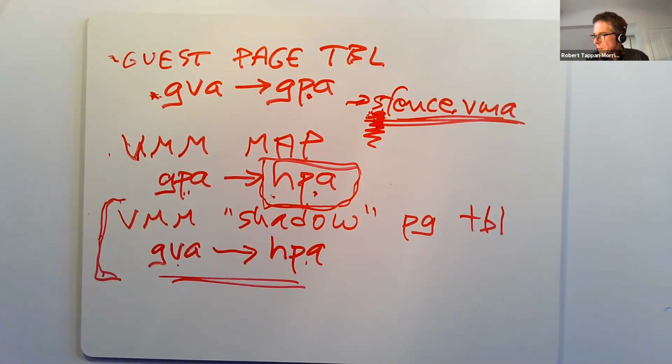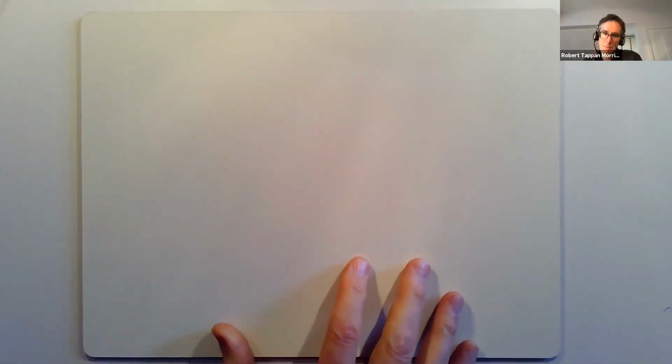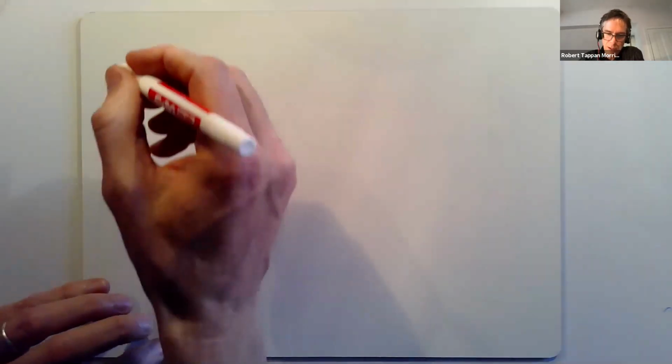Okay, any more questions about the trap and emulate strategy for page tables? Okay, as a final piece of the trap and emulate story, let me talk about devices.